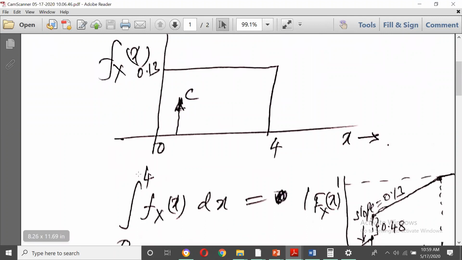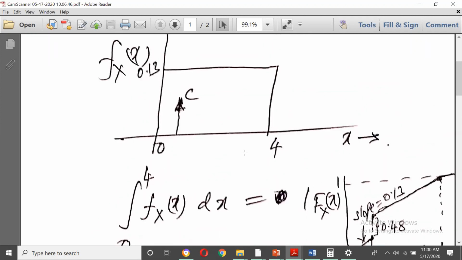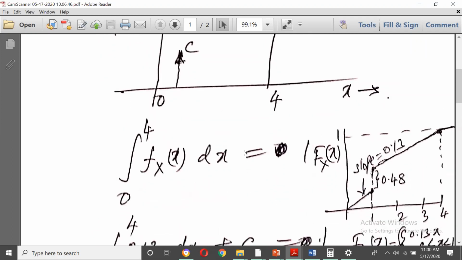So the integral of this function from minus infinity to infinity, dx, should be equal to 1. But this exists here only between 0 to 4. That's why I have written 0 to 4. But otherwise it is minus infinity to infinity in the general case. In this particular case, it is 0 to 4. So what do we have? It is a constant value, 0.13, between 0 to 4.